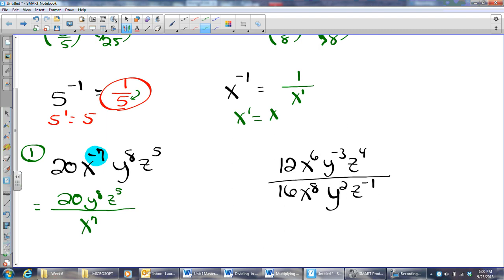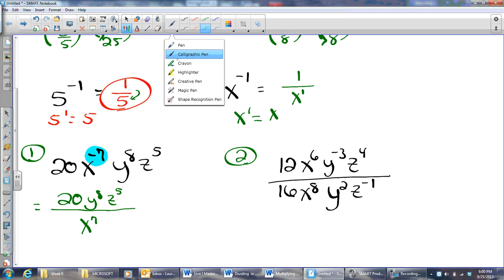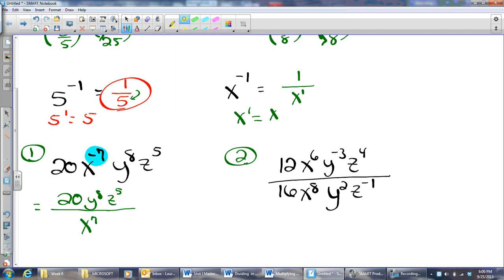Pretty simple. How would we handle problem number 2? First thing I'm going to do is look for my terms with negative exponents. It looks like the y term has a negative exponent. That one does anyway. And this z term has a negative exponent. So what does that mean?